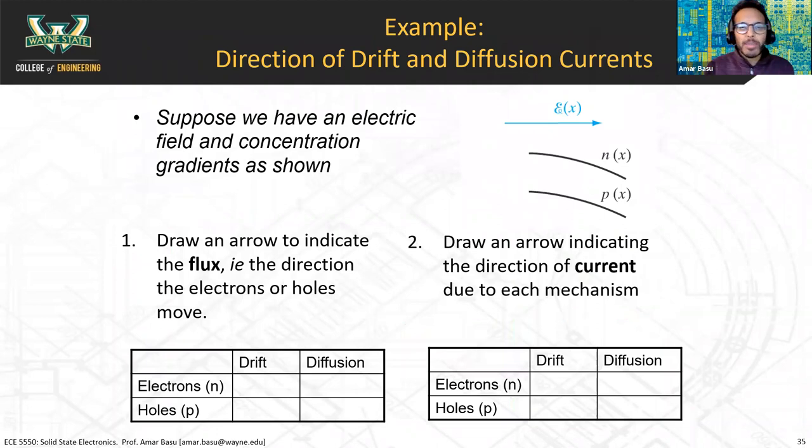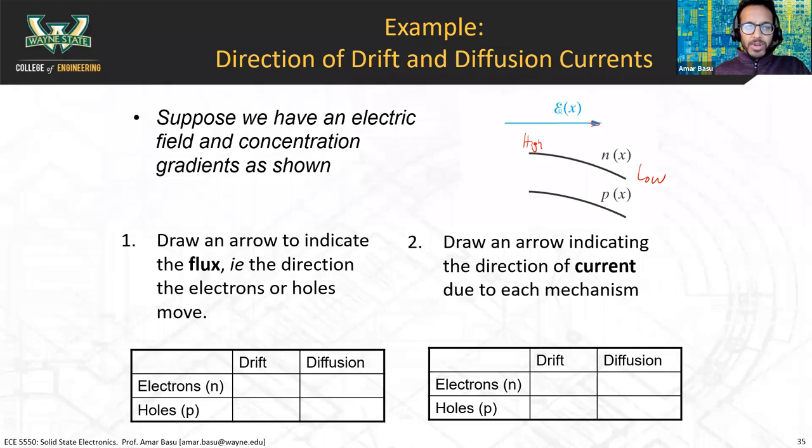Okay, so a quick example on the direction of drift and diffusion currents. All right, so suppose we have an electric field and concentration gradients as shown. So I wanted everyone to take let's say 3 minutes here and then fill out this table. I'll give you one example just to show what we're talking about here. You are given an electric field that moves from left to right, and you're also given a concentration gradient. Notice that you're at high concentration on the left and then low concentration on the right. And that's true for holes, also true for electrons, so N and P both.